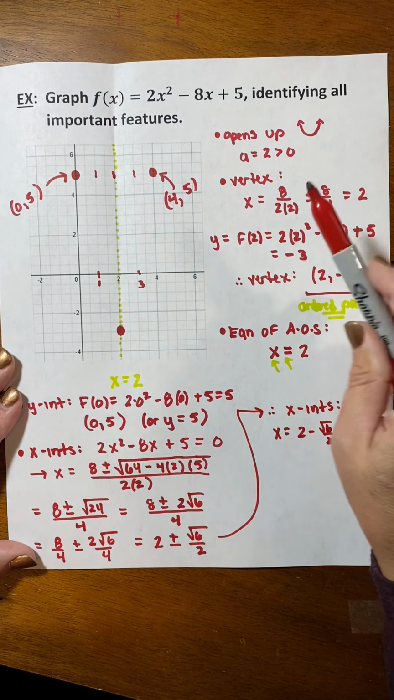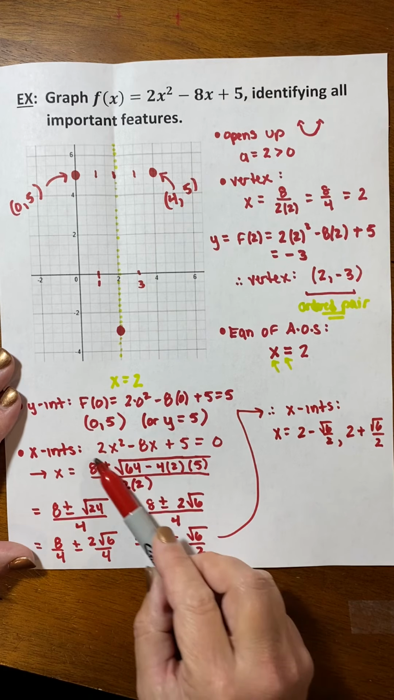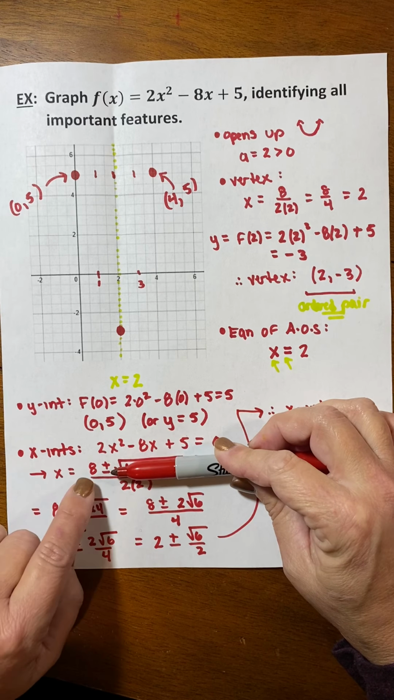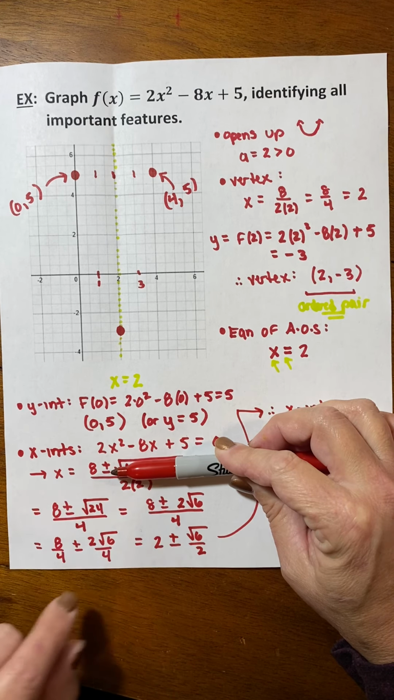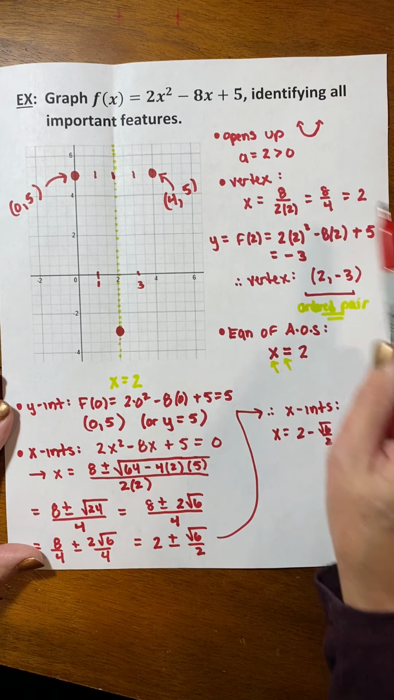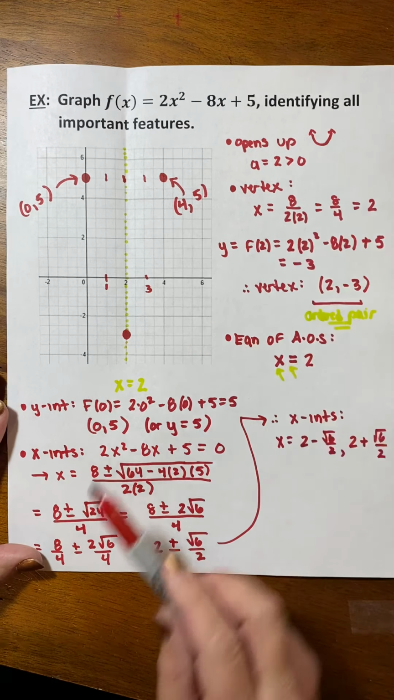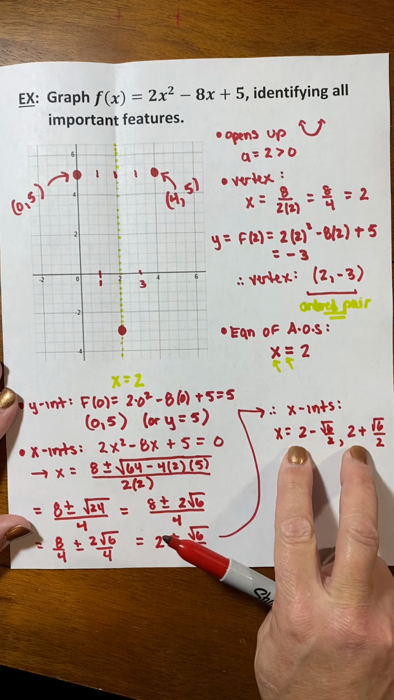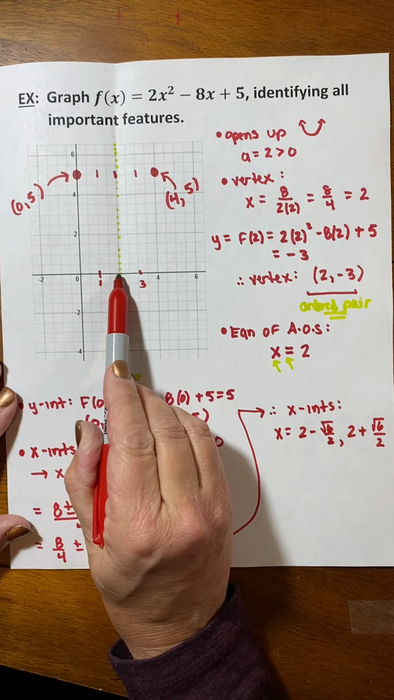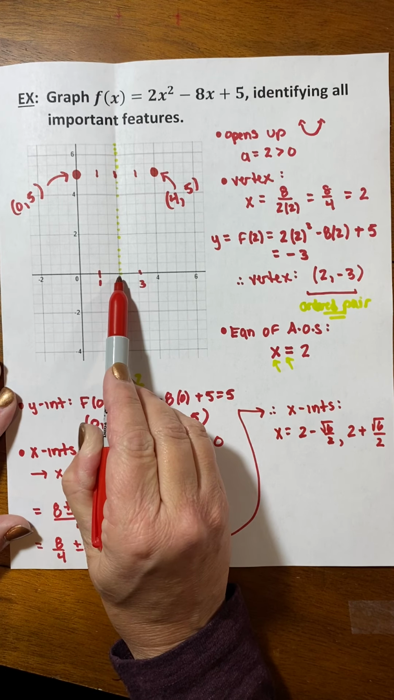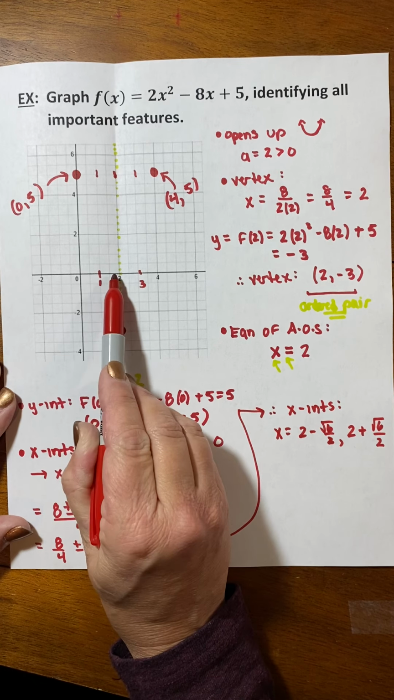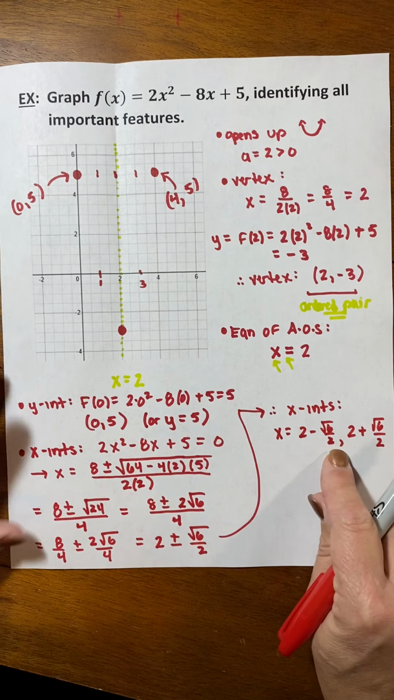Remember how I said the x-coordinate of the vertex is just the part of the quadratic equation without the radical? 8 over 2 times 2, which is how we got the 2 here. And so it's not a coincidence that my first x-intercept is a little bit to the left of where the axis of symmetry crosses the x-axis, and the other one's a little bit to the right.